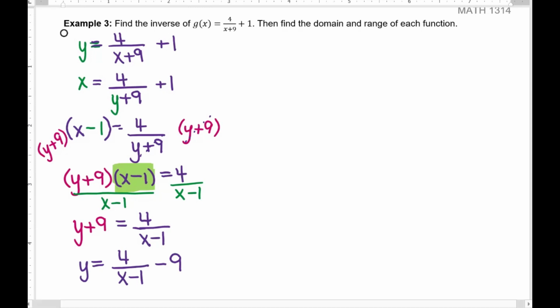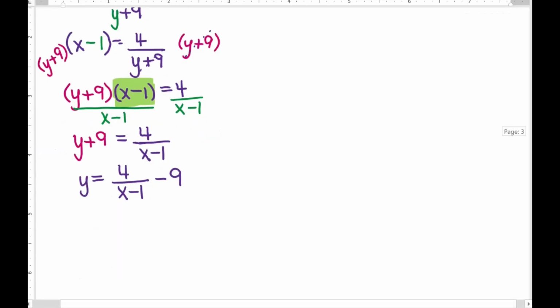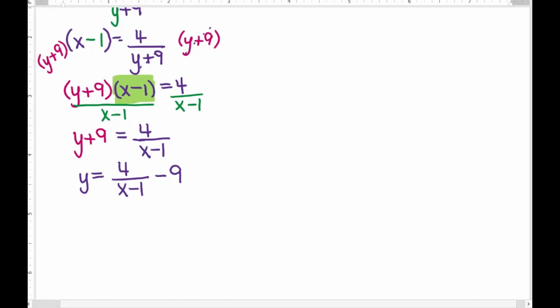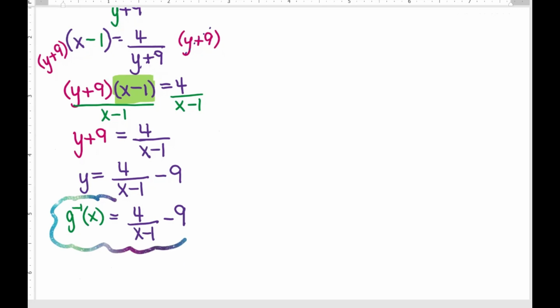And then our last step, we need to put in our inverse notation. Because we started with g, we're going to have g inverse is equal to 4 all over x minus 1 minus 9. And because they had given us the original function with that plus 1 at the end, we don't have to combine this all into one giant fraction. We can have that minus 9 hanging out on the outside.